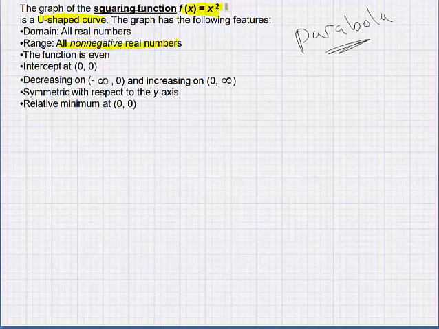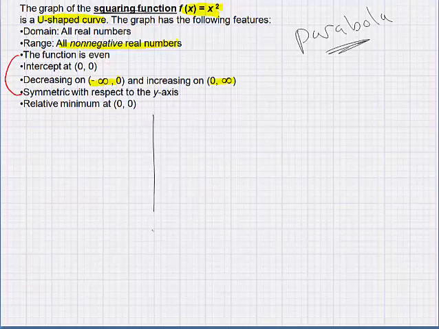We consider this function to be even. That has something to do with the power, but mainly has to do with the symmetry of the function. We'll talk about that in a second. It has an intercept at 0, 0. That's both the x and the y-intercept. It's decreasing and increasing. It'll decrease from negative infinity to 0 and increase from 0 to infinity. It's symmetric with respect to the y-axis, and that has something to do with the fact that it's even. And it's got a relative minimum, or a low point, at 0, 0, which is the intercept.